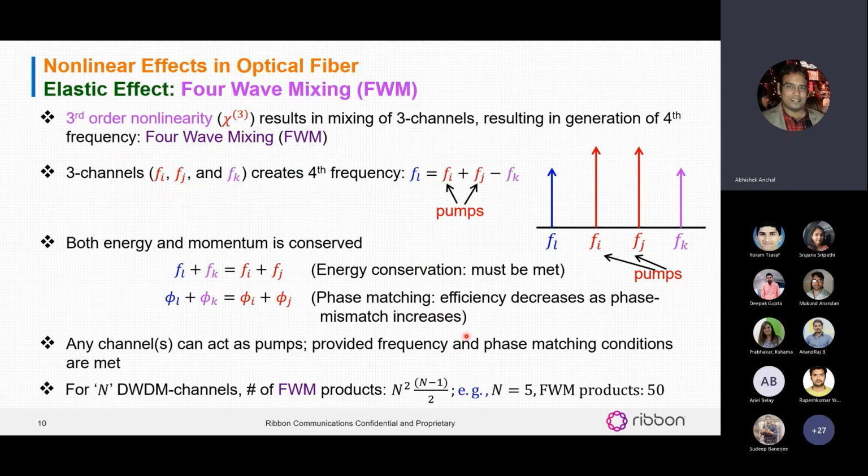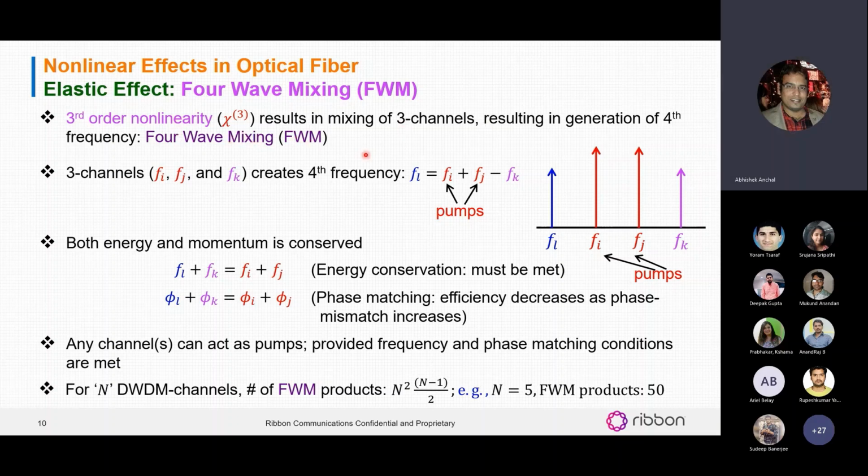The next one is four-wave mixing. Four-wave mixing happens because of the third order nonlinearity. What this means is that the third order nonlinearity involves three channels or three waves, which result in the generation of a fourth channel or fourth frequency. Since four waves are involved, three original and one generated wave, it's called four-wave mixing.